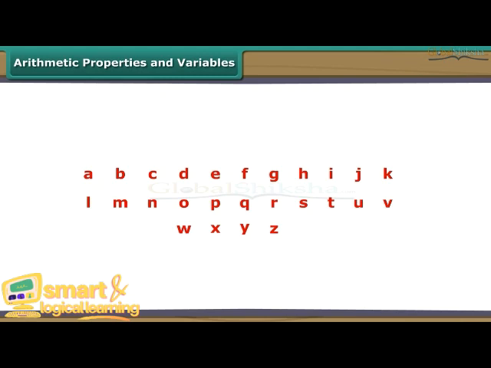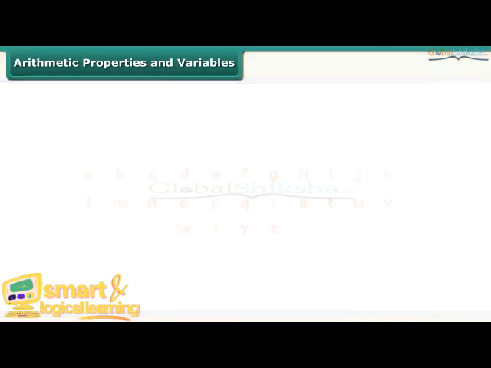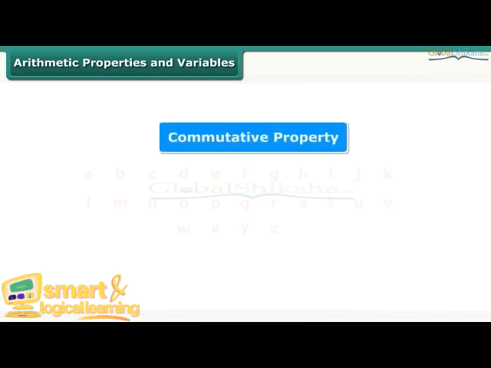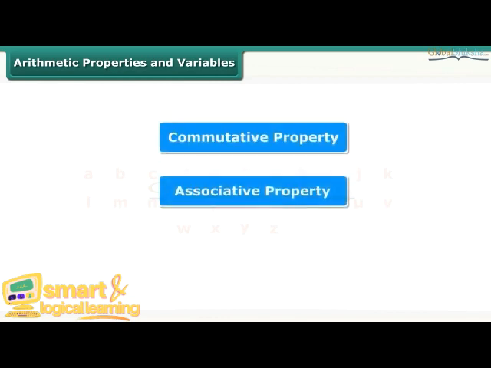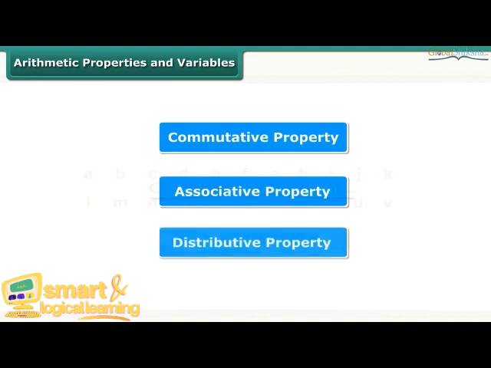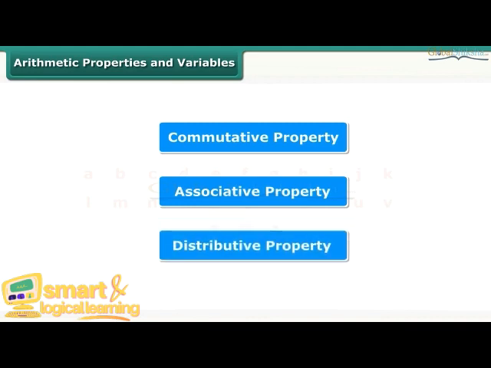Arithmetic properties and variables. Let us now express some commonly used arithmetic properties with the help of variables. These properties are commutative property, associative property, distributive property. Let's take a brief look at each one. Commutative property. Addition and multiplication of two numbers are commutative.